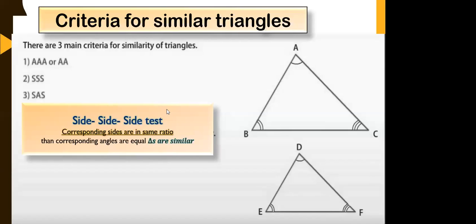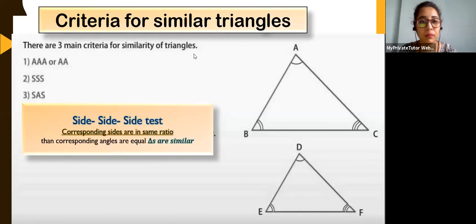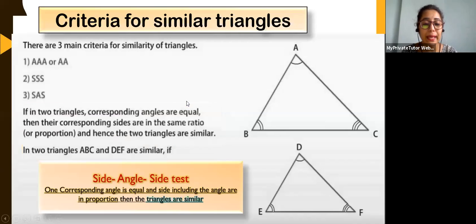So let's look at the third one. What is that? That is the SAS test. Now, what does SAS test mean? SAS means side-angle-side test. That means that one corresponding angle is equal.